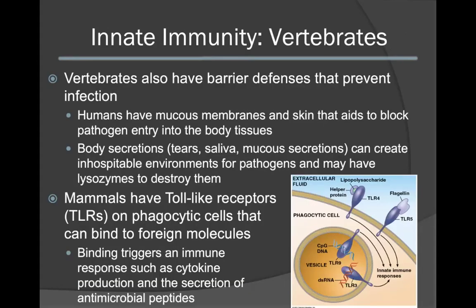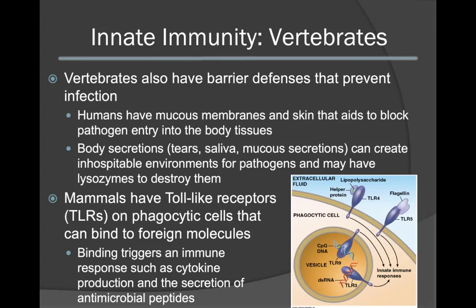We are now going to take a look at innate immunity in vertebrates. Vertebrates also have physical barriers that help to prevent infection. For instance, humans have skin as well as mucous membranes that help block pathogen entry into the body. In addition, body secretions such as tears, saliva, and mucus can also create inhospitable environments for pathogens. These secretions may also have lysosomes to help destroy pathogens if they come into contact.